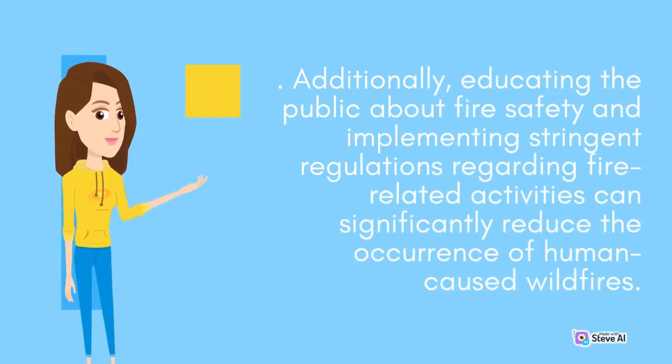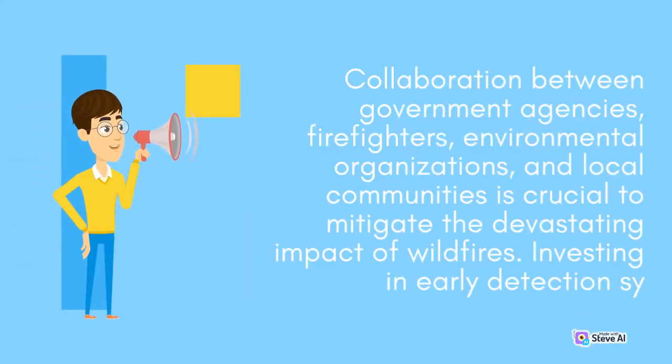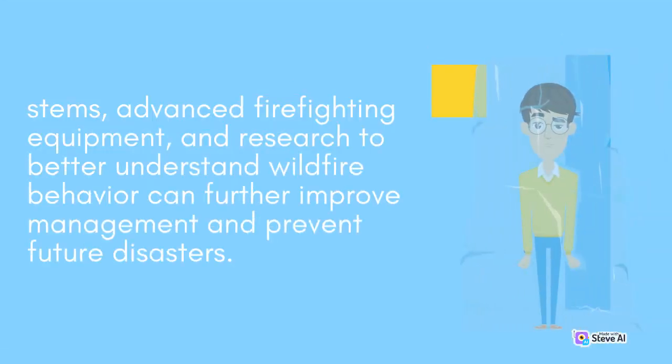Additionally, educating the public about fire safety and implementing stringent regulations regarding fire-related activities can significantly reduce the occurrence of human-caused wildfires. Collaboration between government agencies, firefighters, environmental organizations, and local communities is crucial to mitigate the devastating impact of wildfires. Investing in early detection systems, advanced firefighting equipment, and research to better understand wildfire behavior can further improve management and prevent future disasters.